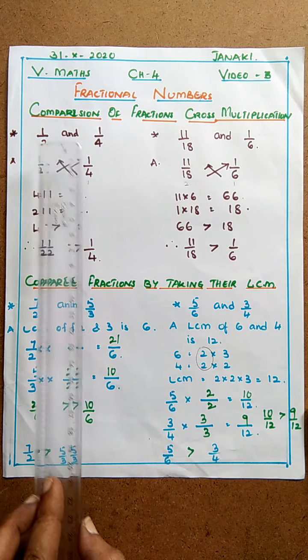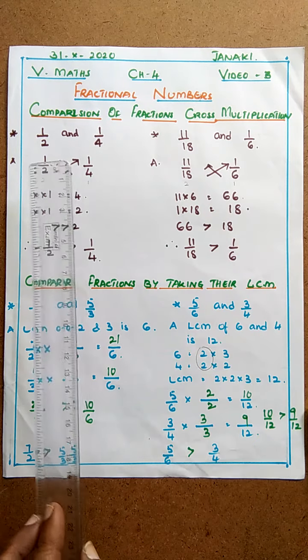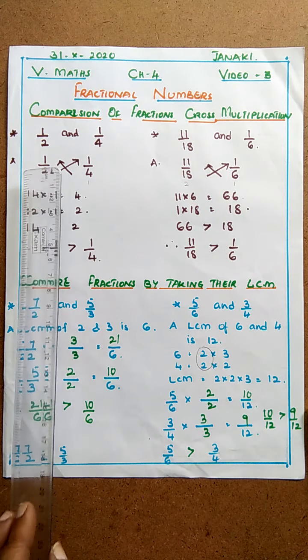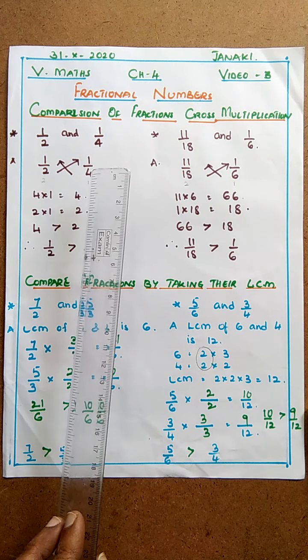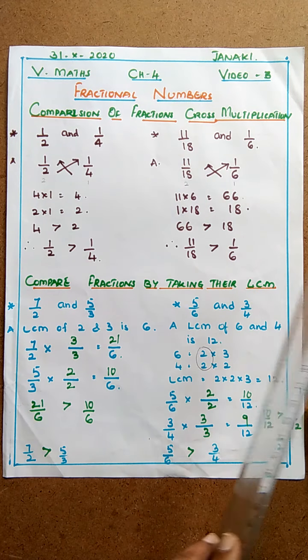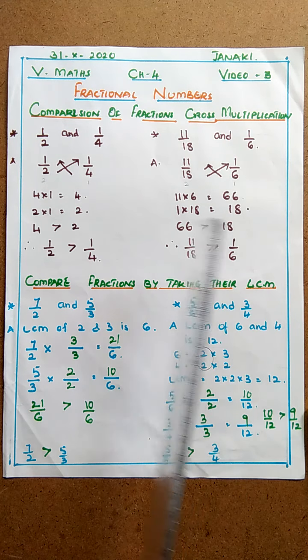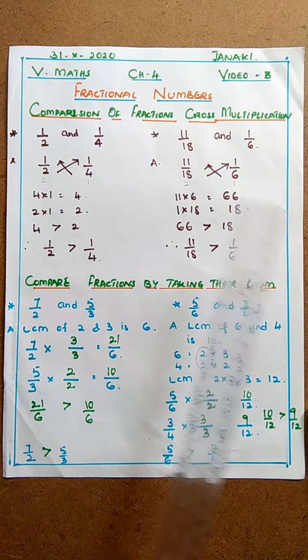Now see, here two fractions are given, 1 by 2 and 1 by 4. How to compare these two? Comparison means putting the sign greater than or less than. That is how we learned already with other numerals. Today we learn how to compare the fractions. So the first fraction is 1 by 2.